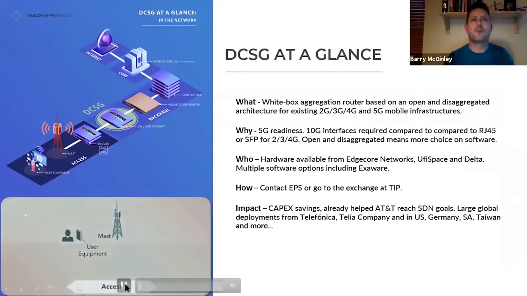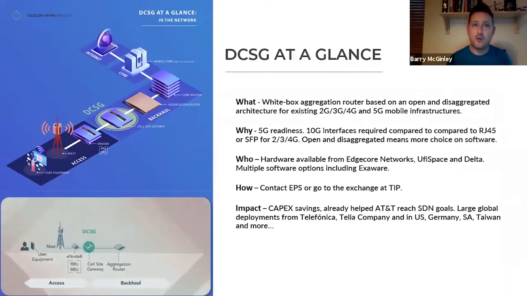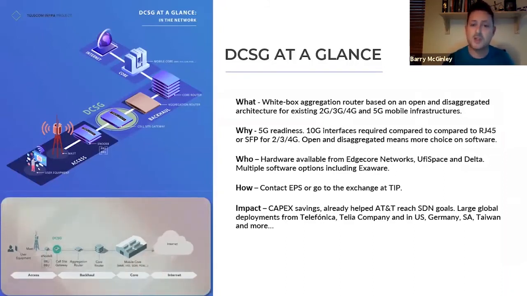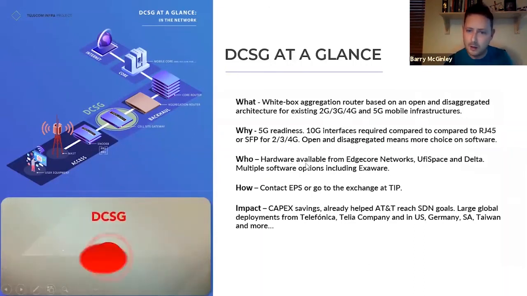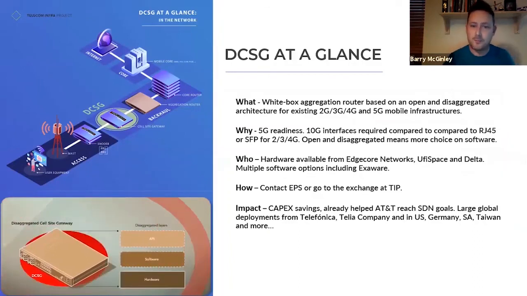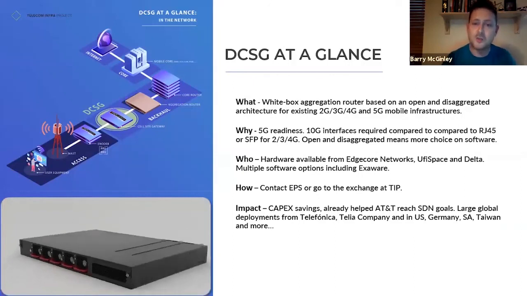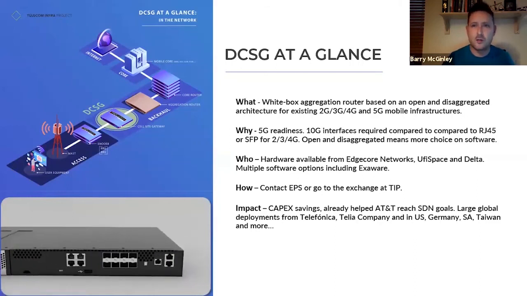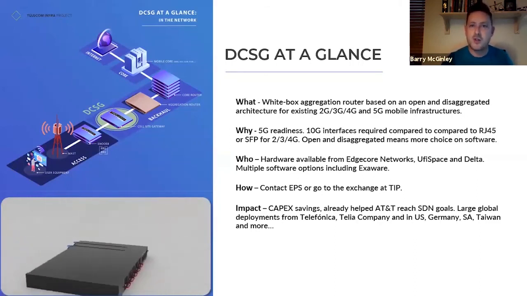So first off, there was a working group created by Vodafone, Telefonica, TIM Brazil, BT, and Orange, and they all came up with a design specification that would suit their network needs. Then EdgeCore, UfiSpace, and Delta, the hardware companies, went off and built the box to their design specifications. And what they ended up with was a 1RU cell site router, supports layer 2 and layer 3 with MPLS and with time sync. And it's basically built for the existing 2, 3, 4G, and obviously the new 5G infrastructure.